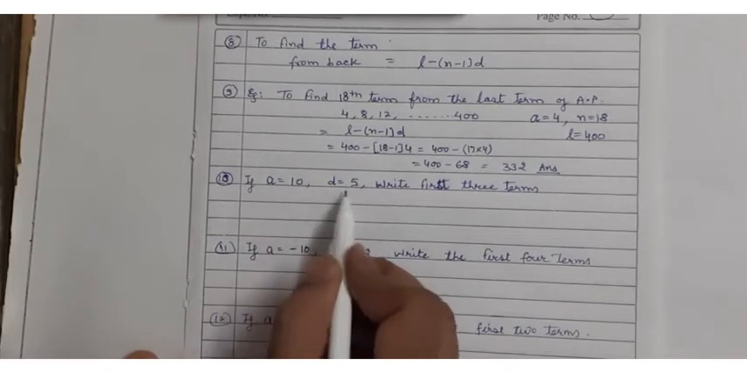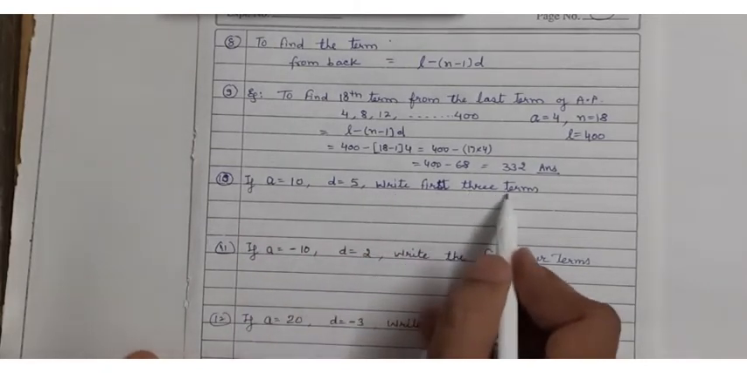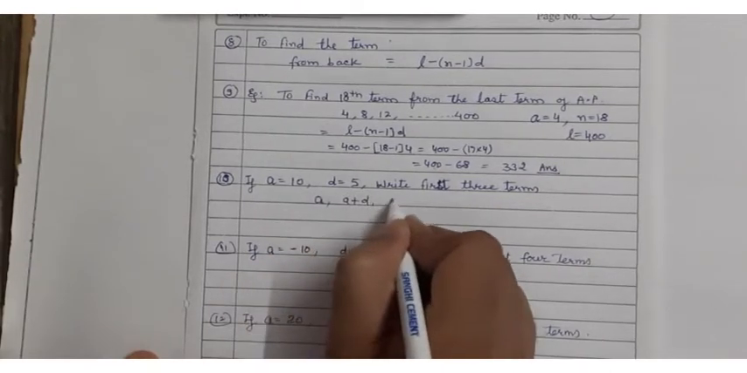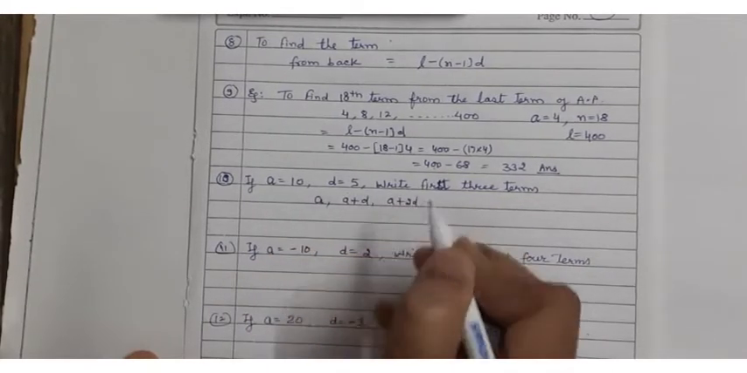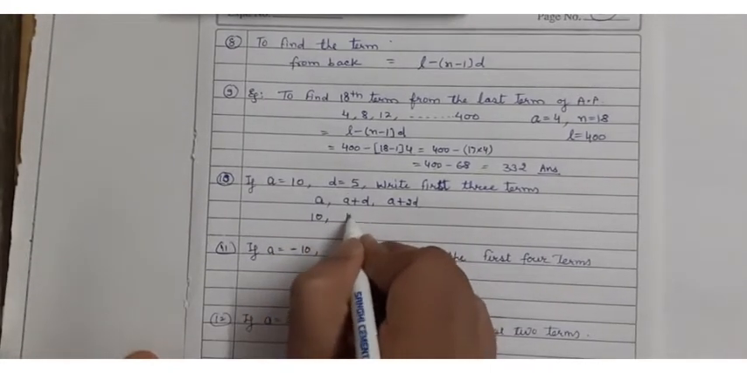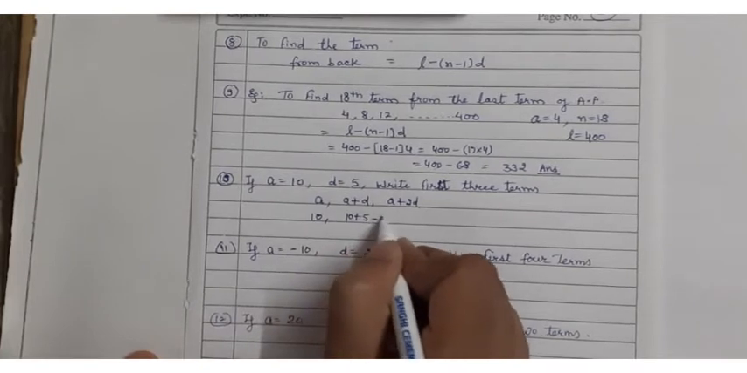If A is 10, D is 5, write the first 3 terms. What is the general term that we know? A, A plus D, A plus 2D. These are the general terms. First term is what? 10. Then 10 plus 5, 15.